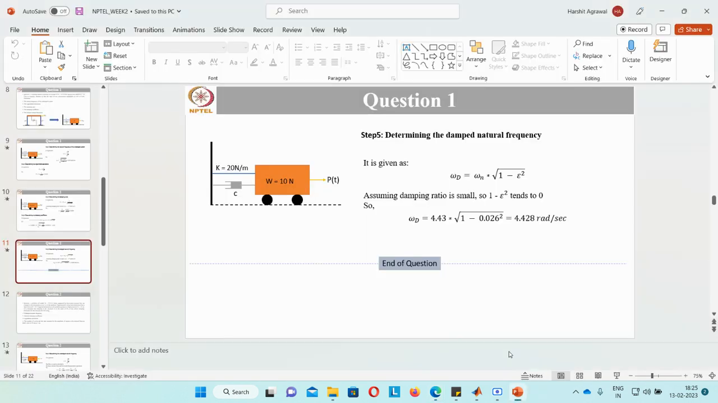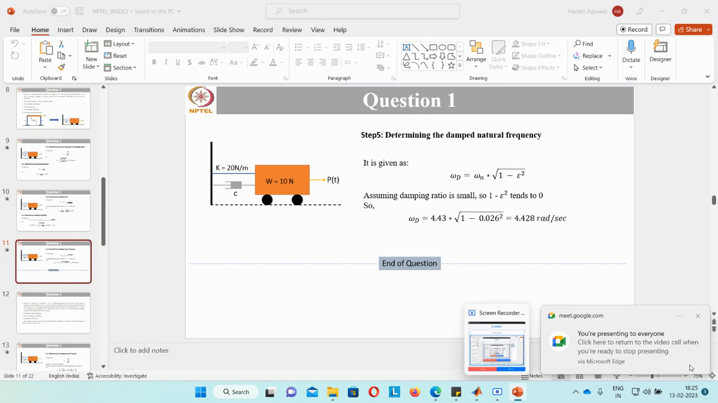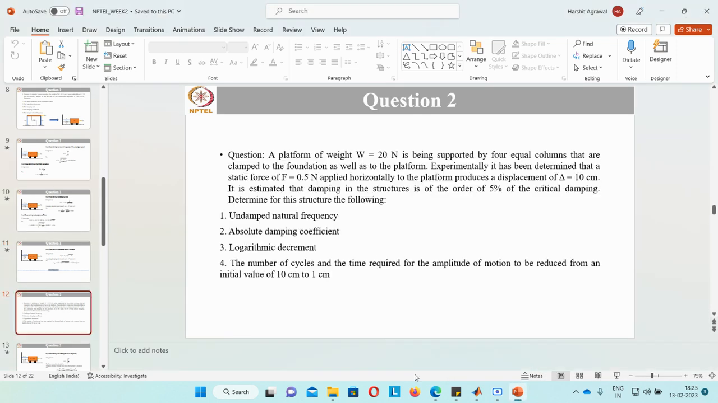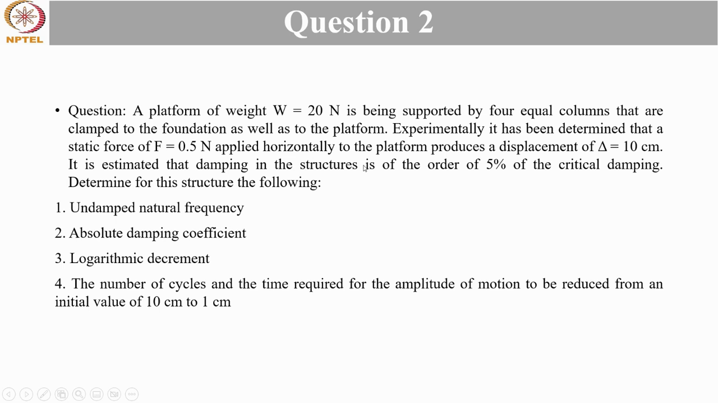Okay, so let's see the next question now. So this is question 2. A platform of weight W equal to 20 Newton is supported by four equal columns that are clamped to the foundation as well as to the platform.